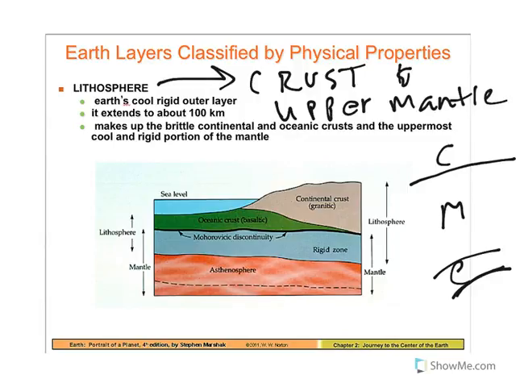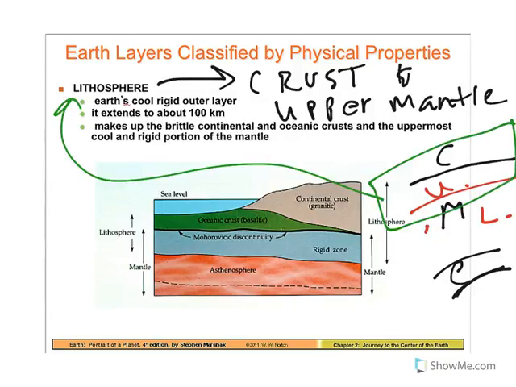So the mantle itself can be divided up into two parts, right? The upper and the lower. So the crust and the upper mantle is what makes up the lithosphere. And what's important about this is that the lithosphere is rigid and solid, right? So it breaks into pieces, okay? It doesn't flow, it can break up into pieces.